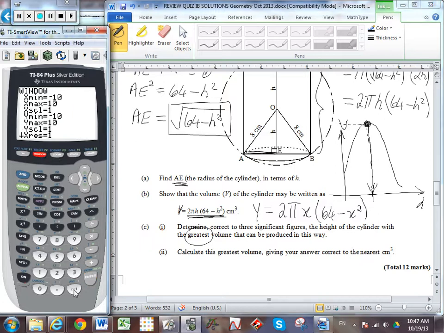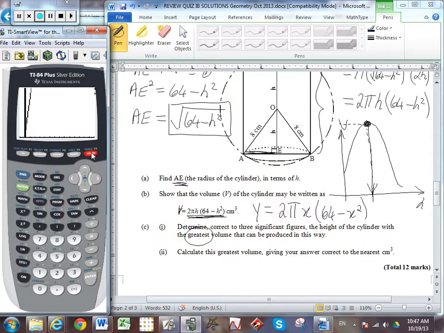So my x-min, well, I don't need to look below any of the negatives. How can a height be negative? So let's look at my x-max being, say, 14 or something. Now what could be my volume? I can't have a negative volume, so let's go -1 just so I can see the y-axis. And we need to find a y-max. What might my volume be? This is possibly a pretty big cylinder, so let's start with something like 500 as my maximum possible volume.